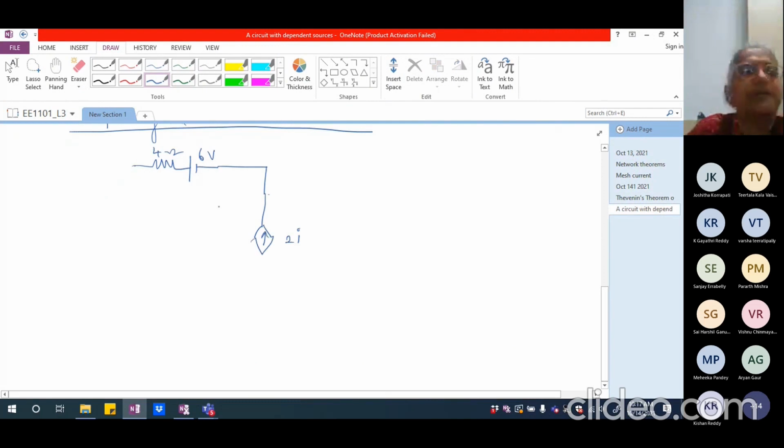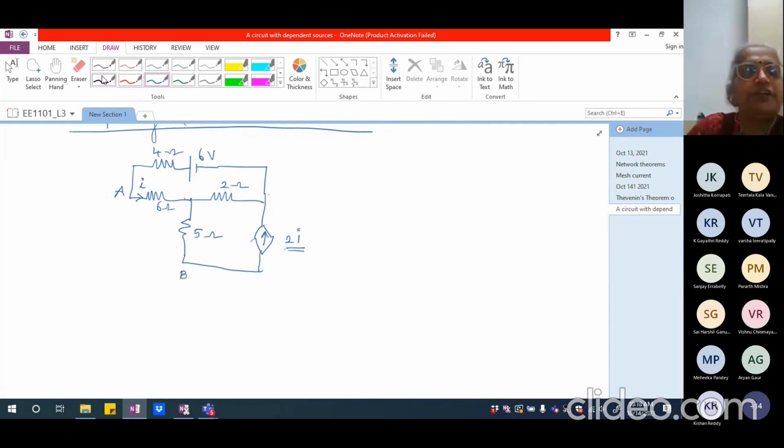This is 2I. Then I'm going to have the 6 ohm, which is connected here. This is I. So this is what is going to determine the current value here. And I'm going to have the 2 ohms here. Then I have 5 ohm here. Right? Now this is A and this is B.